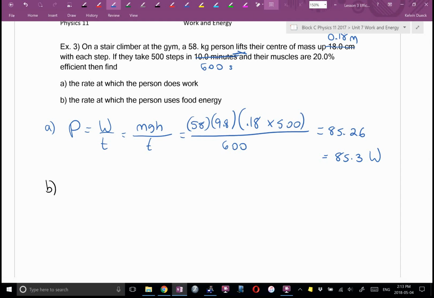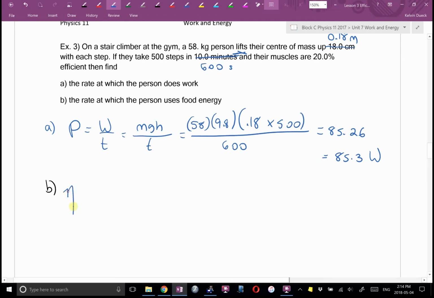Okay. Sierra, let's do B together. What does B want me to find? Isn't that power? Didn't we just find it? Well, this was how much power we got out. We want to figure out how much power this person had to take in to get that out. What else has this question given me that we haven't used yet? That 20%.